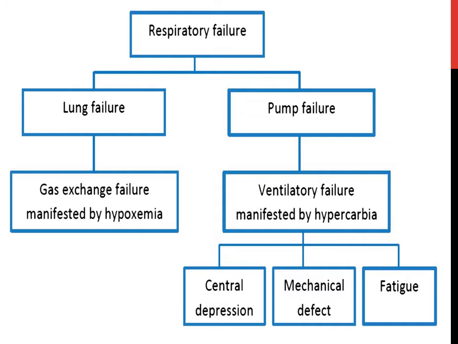The reasons for hypercarbia are central depression, which means a very slow breathing pattern, slower than shallow breathing, and there will be mechanical defect and fatigue. This is how pump failure happens. So these are the two reasons why respiratory failure happens. Lung failure is also called type 1 and pump failure is also called type 2 respiratory failure. Now we'll see what those are.